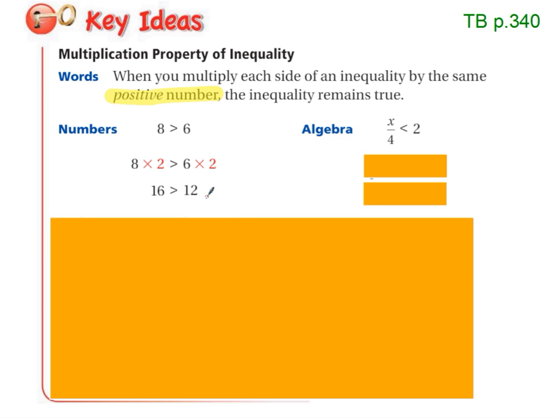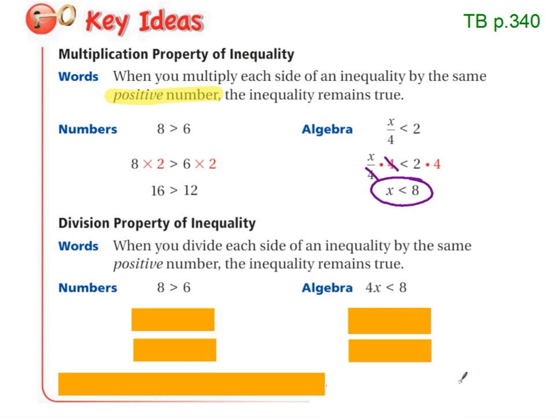Okay, let's take a look at how this applies to algebra. Our second example, we have x divided by 4 is less than 2. So I'm going to multiply each side by 4, and remember, the multiplication and division will essentially cancel each other out. And now I have x is less than 8. Before you can actually graph an inequality, we need to get the variable by itself.